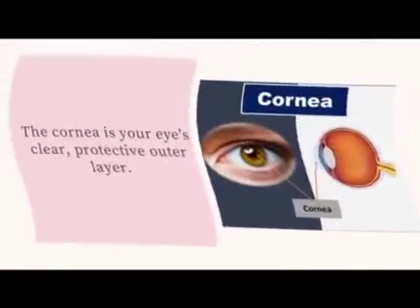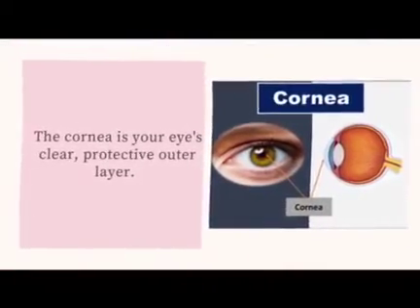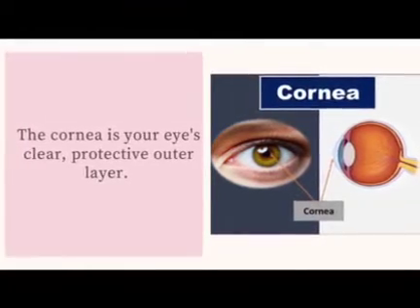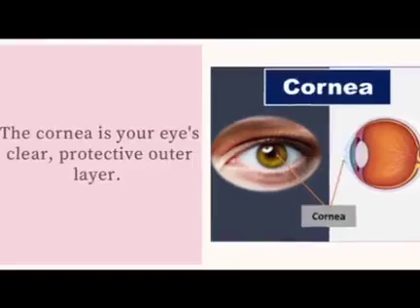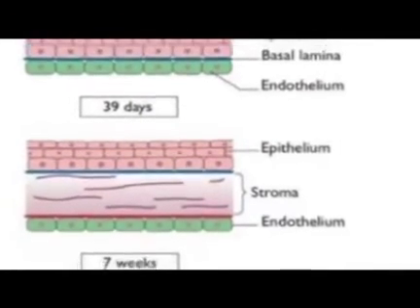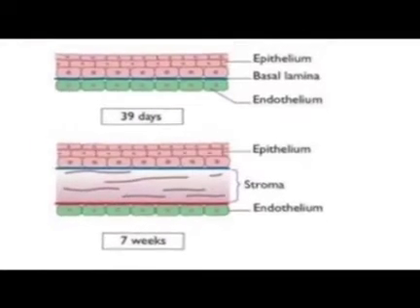The cornea is your eye's clear protective outer layer. Along with the sclera, it serves as a barrier against dirt, germs, and other things that can cause damage. The cornea starts developing after the lens vesicle detaches from surface ectoderm at day 33. Surface ectoderm forms the corneal epithelium.